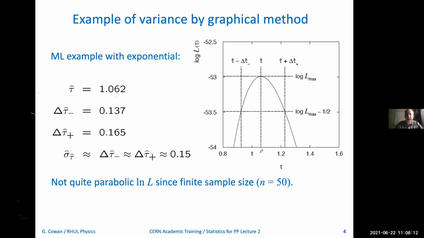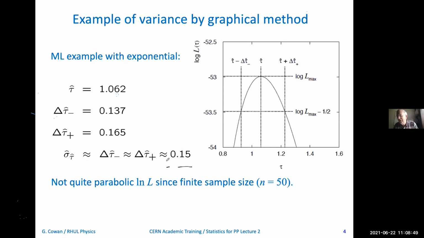It has a maximum here at the value that we call tau hat, the MLE. You come down by 1/2 from the maximum. And so you can see that it's not quite symmetric to the right and to the left. Let's see, if you go to the left, that distance is 0.137. If you go to the right, the distance is 0.165. So now what do we give for our estimate of the standard deviation? Well, it would be legitimate in this case to do something simple and just average those two and say that my estimate of the standard deviation of tau hat is 0.15.